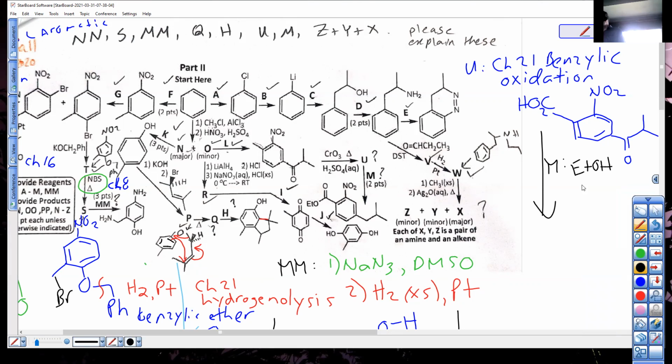EtOH, H2SO4, not aqueous, the opposite of aqueous. What is the opposite of aqueous? Dry. Get rid of water. Don't add water. So that would be step 1.